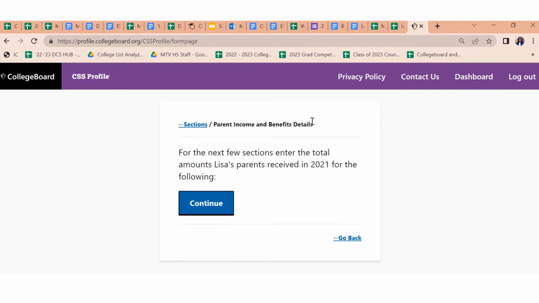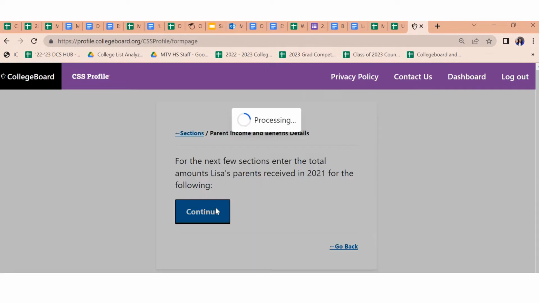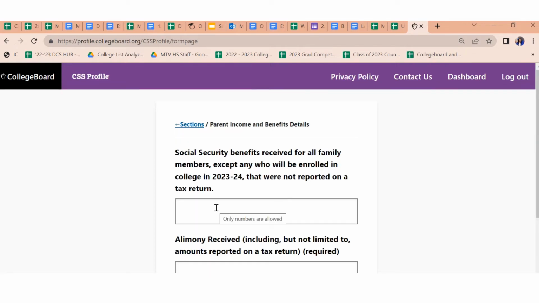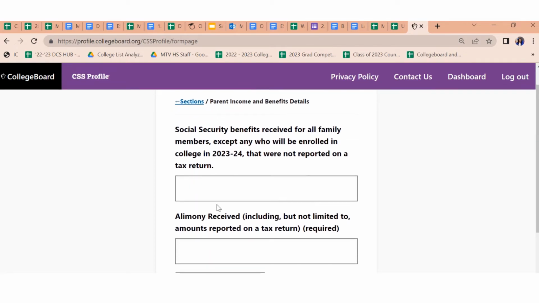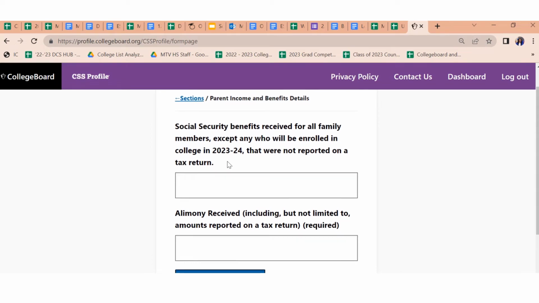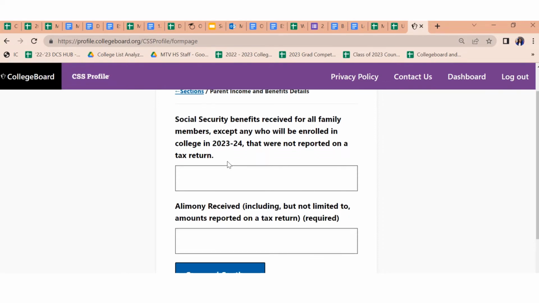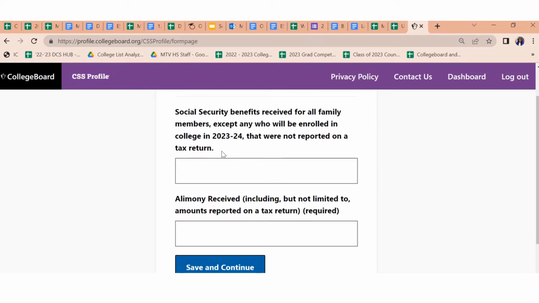And now we will continue entering income information and benefits for this parent. Again, we are talking about only the 2021 school year. You will see that this first one is not required, so I would leave it blank. It is asking about Social Security benefits that family members may have received. But again, it's not required, so I would not answer it.